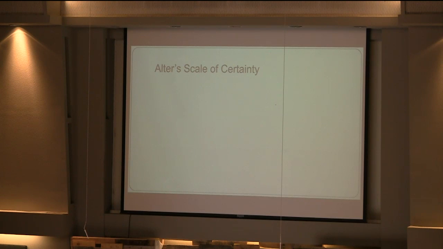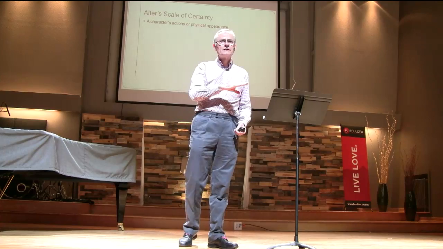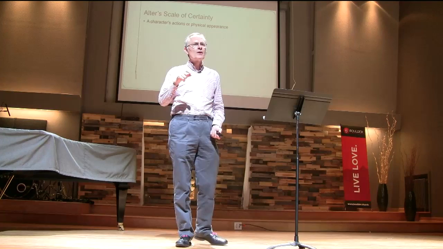What Alter's Scale of Certainty is, is this. When we look at the various clues given to us in biblical narratives concerning characters, what weight do we place on various elements? And Alter suggests a sliding scale of certainty when it comes to assessing a character. So at the bottom of the scale, we have a character's actions or physical appearance. You can derive something about a character from their actions and physical appearance. Yes, you can derive something, but it's limited.